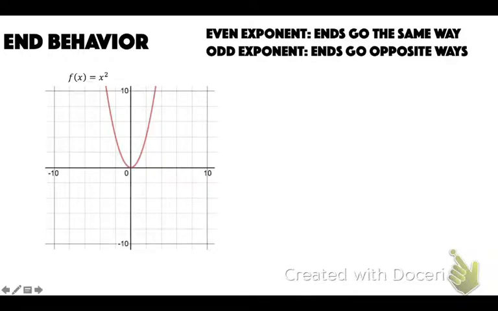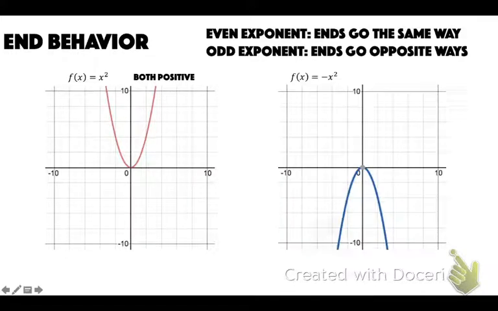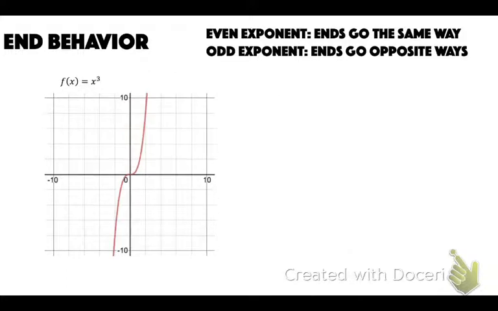So if we're given f of x equals x squared, both of those are going up, so they're both positive, right? What if I was given f of x equals negative x squared? Well, that flips our graph down, and now they're both negative. So the negative in front of an even exponent is going to make them both go down. And if it's a positive, they're both going to go up. Now, if it's an odd exponent and it's positive, it starts negative and it ends positive. It will always end with whatever the sign is. So if the sign's positive, it ends positive. If the sign's negative, it will end negative.